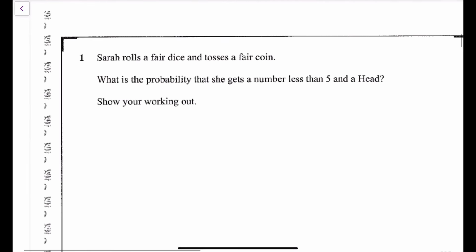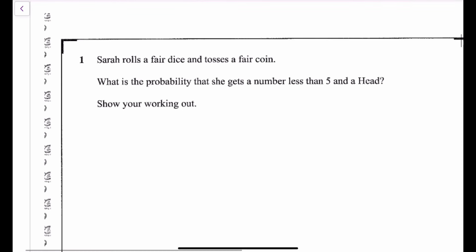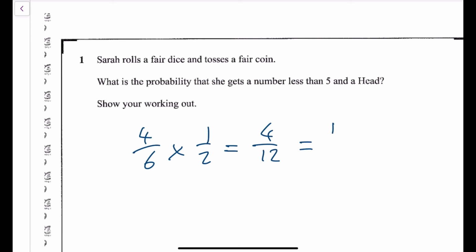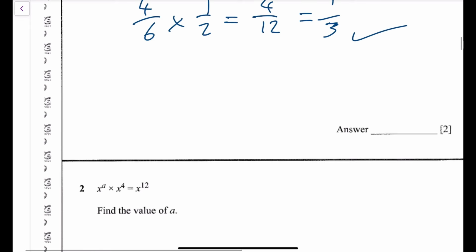Okay, first question says, Sarah rolled a fair dice and tossed a fair coin. What is the probability she gets a number less than 5 and a head? So a number less than 5 would be 4, 4 over 6, and the head then is just a half. So you're just doing 4 over 6 times a half. I just did that as 4 over 12 and then cancelled. So my answer is 1/3, but you need to cancel to get the full 2 marks.